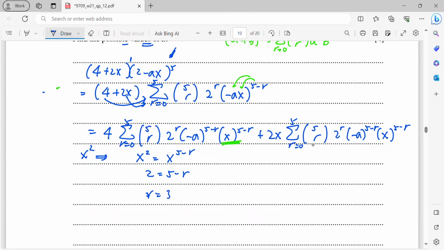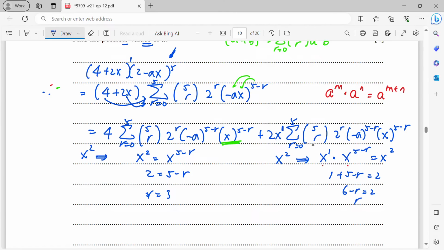Okay. Now for the second expansion here, this is x to the power 1. So in order to get x squared, it will be x to the power 1 times x to the power 5 minus r. So here we have another formula. a to the power of m times a to the power n. Because the x is the same, the base is the same, then I will get a to the power of m plus n. That means here I will get 1 plus 5 minus r equals to 2. So 6 minus r is 2, that means your r is 4.